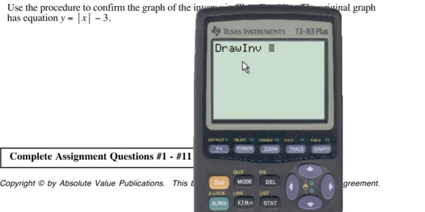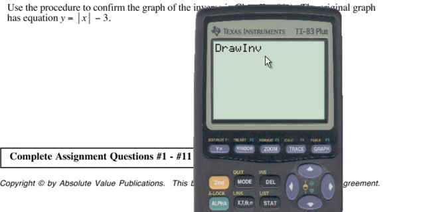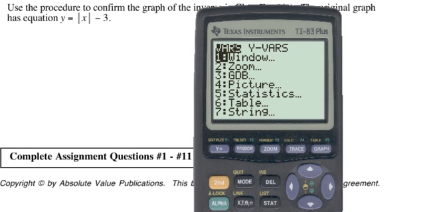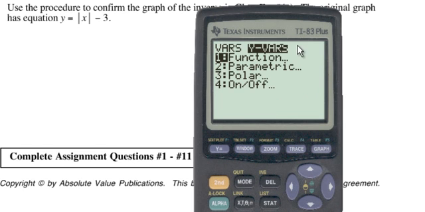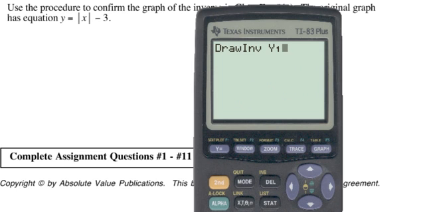You could give it a whole list of points here, or if you want to give it the function that we drew, you remember our function was y1 when we put it on this graph, or I assume that you used y1. So we get back to draw inverse, press vars, and then go over to where it says yvars. Pick out function. And here's a list of all the graphs that you might have active. We're using y1. So now you're telling it, draw the inverse of y1.